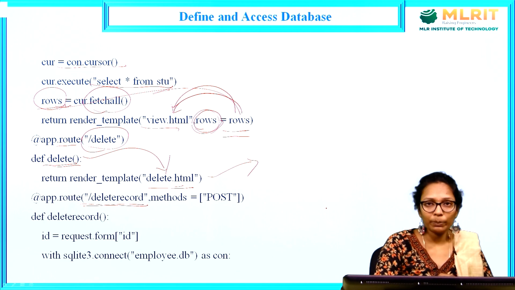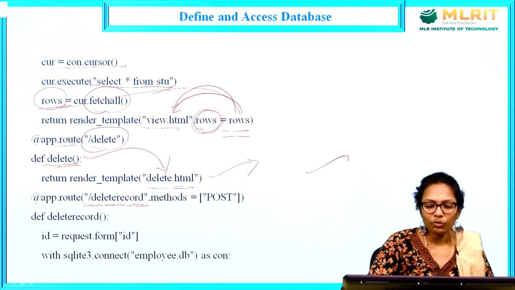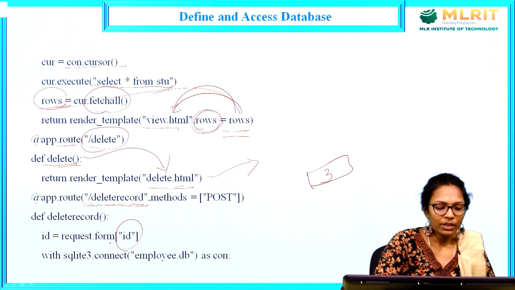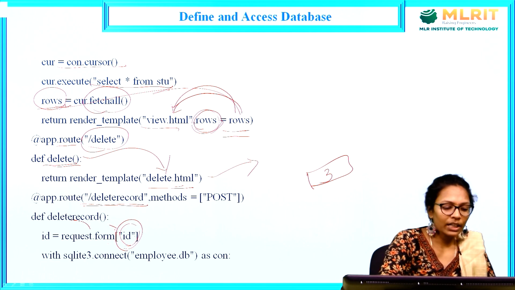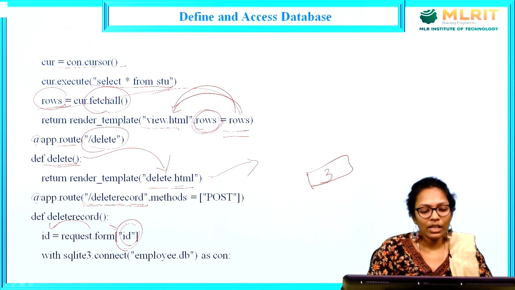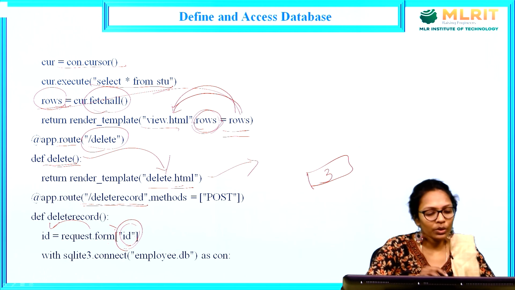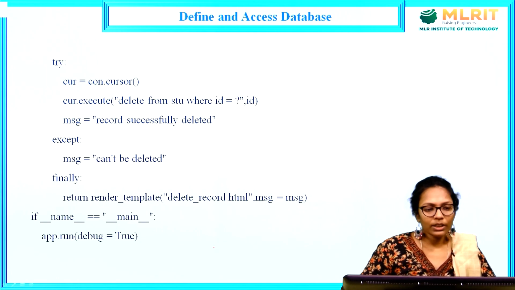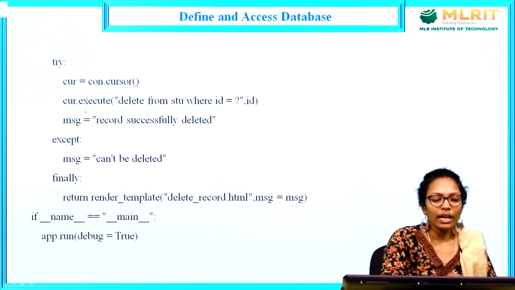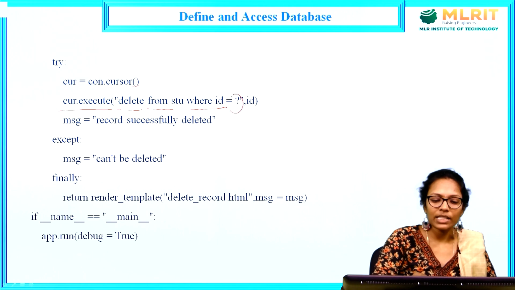So for that purpose, you need to enter the ID in the form. So I want to delete a record with the ID 3. That ID will be retrieved like this. How will it retrieve? request.form of the field name ID. It will retrieve the ID and that will be stored in id. So first you need to connect to the database. How to connect? sqlite3.connect employee1.db as con. Then call the cursor function con.cursor and execute the query. How to execute? Delete from student where ID is equal to question mark.